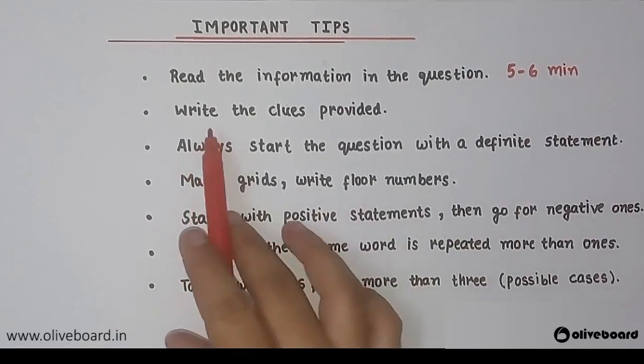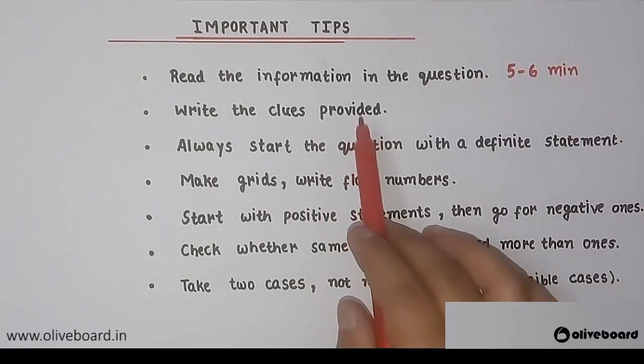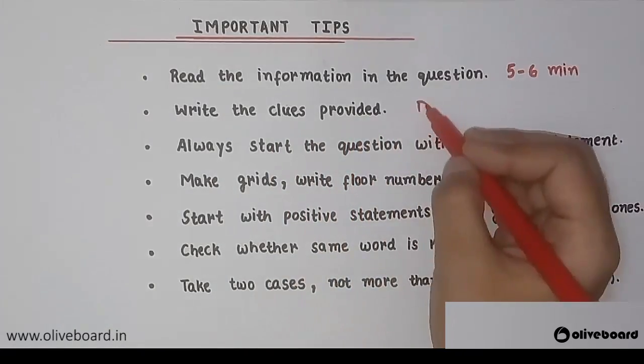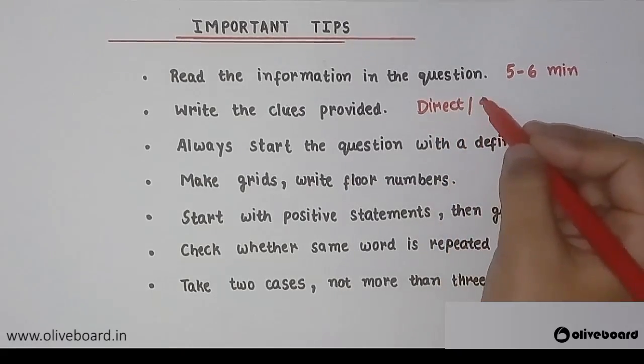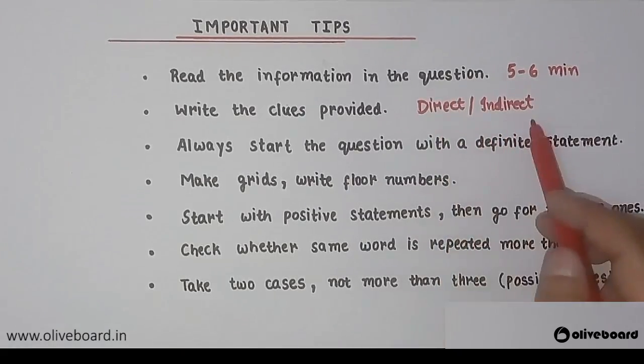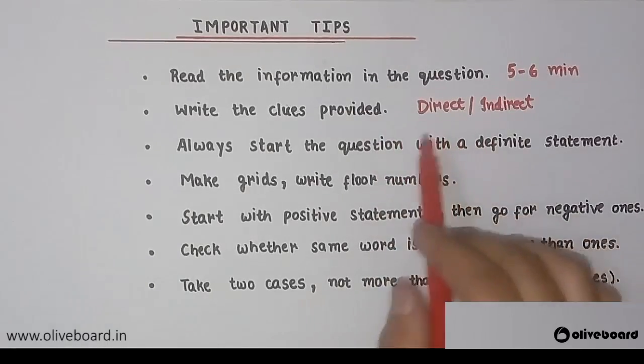The second tip is to write the clues provided. I think you all must know that there are certain clues hidden in the puzzle. There are clues which are direct, and there are clues which are indirect. So you have to be equally conscious about both kinds of clues, and you have to note the clues in your rough sheet.